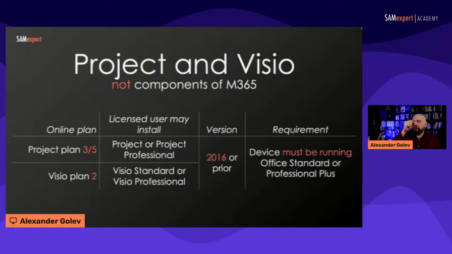Project and Visio are not part of any of the Microsoft 365 plans, but as we're talking about Office applications, we decided let's talk about them. It's not really rocket science. There are various plans for Visio, Visio Plan 1 and Visio Plan 2, and Project Plans 1, 3, and 5. The highest plans for Project and Visio allow you, contrary to the rights for Office, to deploy traditional, not Click-to-Run, Project or Visio.